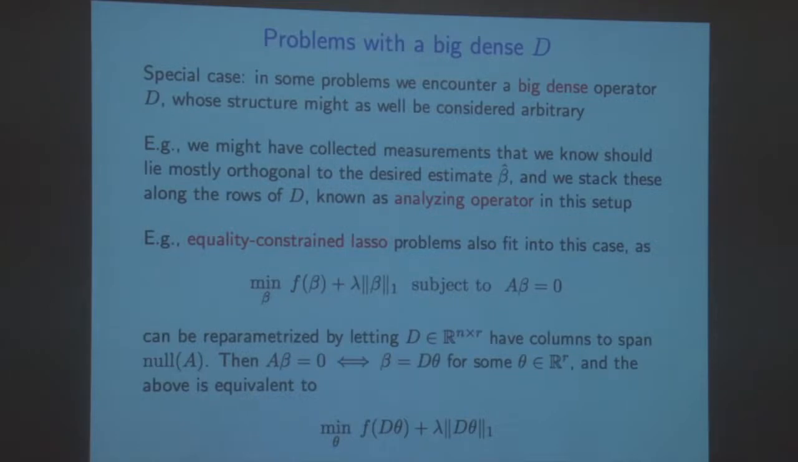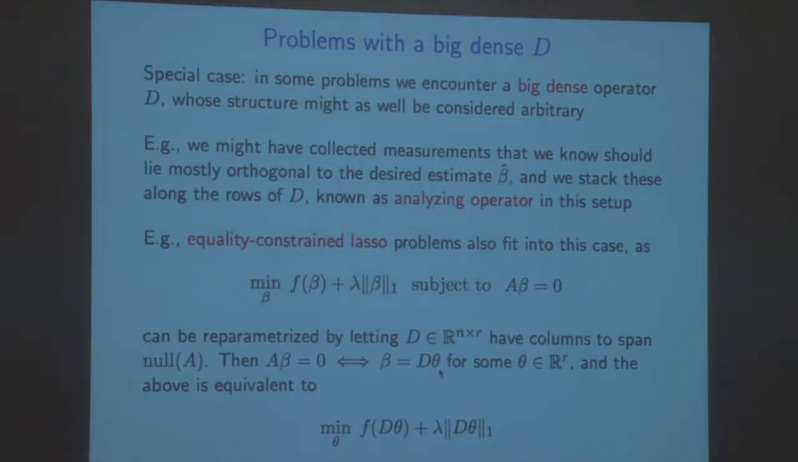I can always reparameterize an equality constrained optimization problem by expressing the new optimization variable as one that is designed to satisfy this equality constraint, in the sense that if I pick out some matrix D whose columns span the null space of A, and I let beta be equal to D times theta, then by design I will have A times beta equals 0 no matter what theta is, right? Because the columns of D span the null space of A.